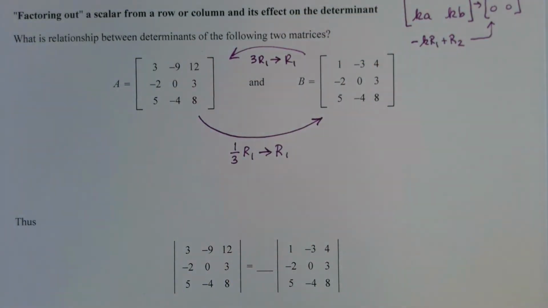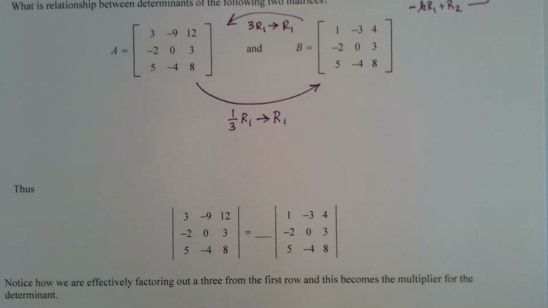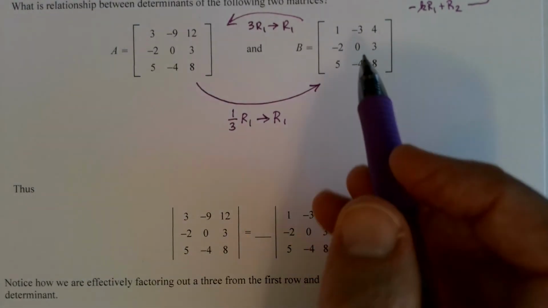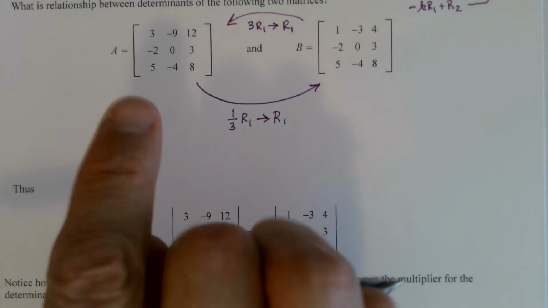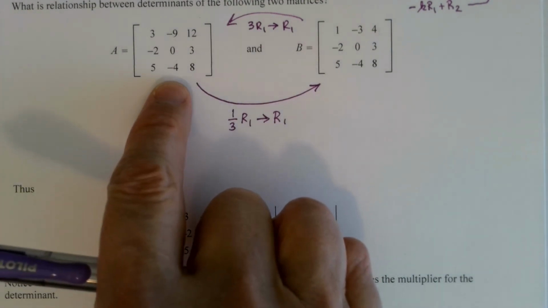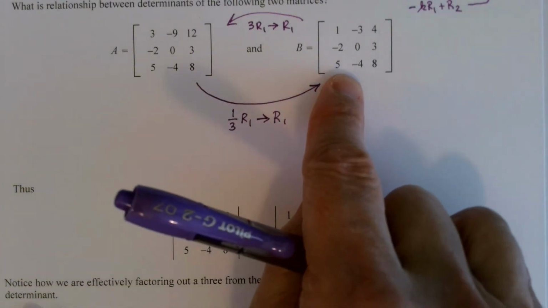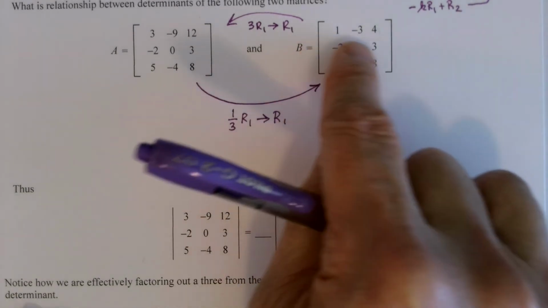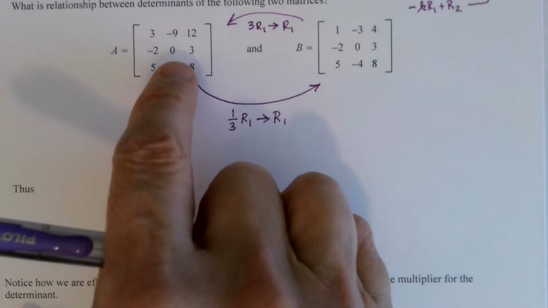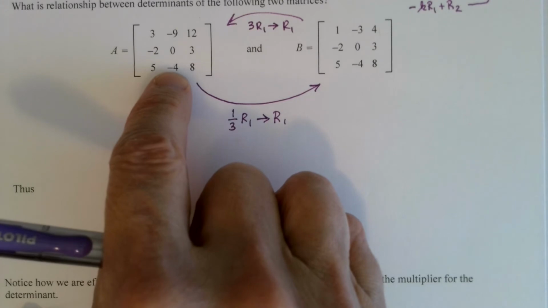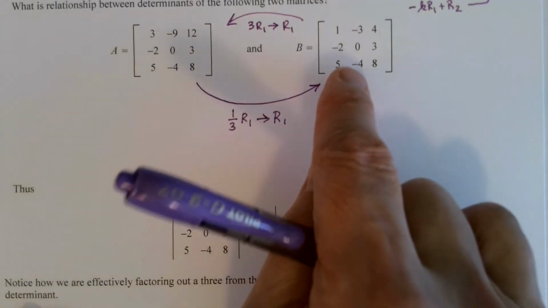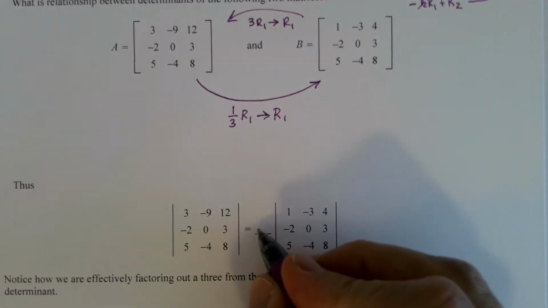Right? That would be the inverse operation. So what is the connection here then? Since this matrix A can be thought of as being obtained from B by multiplying row 1 by 3, then the determinant of this matrix A is what? 3 times the determinant of this matrix B. Okay?